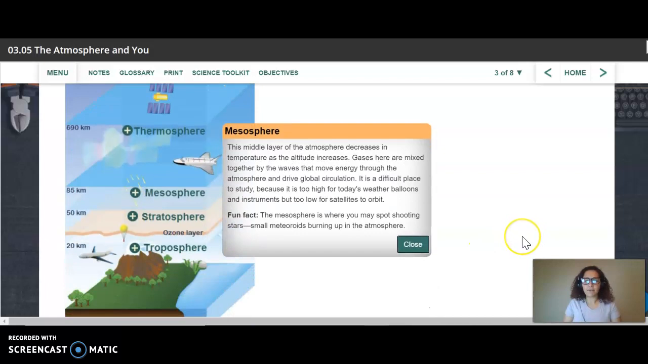Next, we have the mesosphere, and this is going to be the middle of the atmosphere. So here we have a lot more gases that are mixing together, and this energy is going to help drive the global circulation of different types of energies. So this is a hard place for people to study because it's too high for weather balloons, but it's too low for satellites.